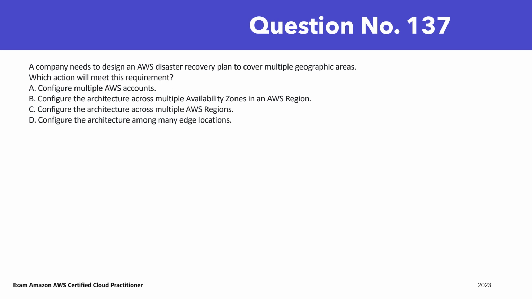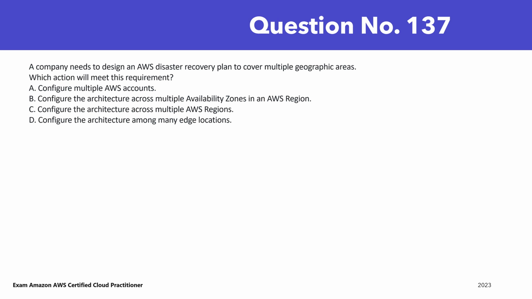A company needs to design an AWS disaster recovery plan to cover multiple geographic areas. Which action will meet this requirement? A. Configure multiple AWS accounts. B. Configure the architecture across multiple availability zones in an AWS region. C. Configure the architecture across multiple AWS regions. D. Configure the architecture among many edge locations.